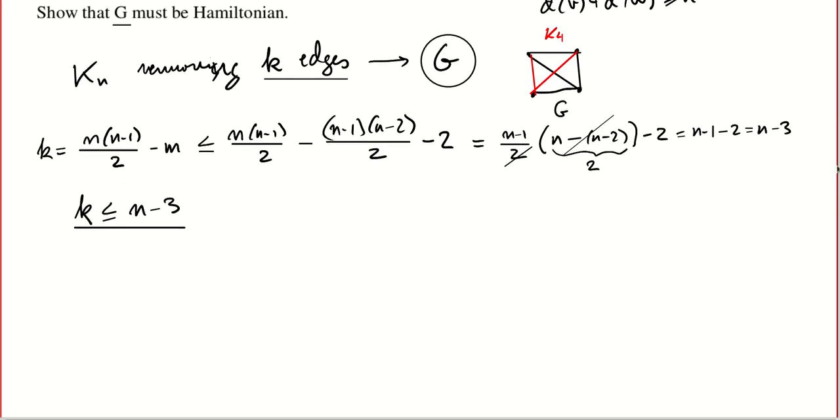Now pick u and v, which are 2 nodes of G, which are not connected.